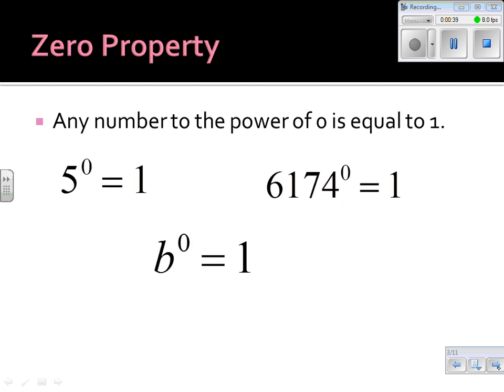The zero property basically says that any number to the power of 0 is equal to 1. This means that 5 to the 0 power is 1, 6,174 to the power of 0 is 1, and the variable b to the power of 0 is also 1.